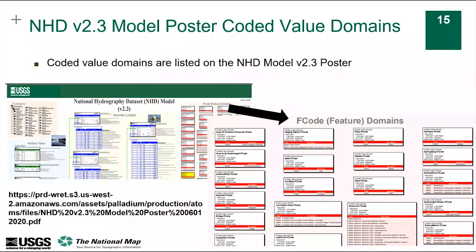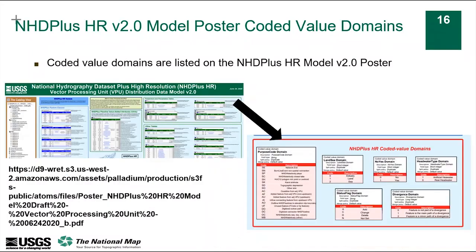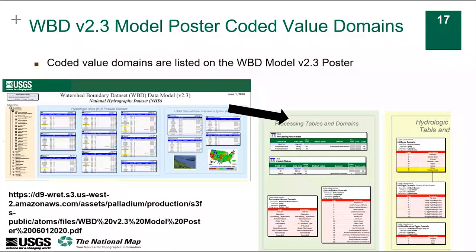Coded value domains are listed on the NHD model version 2.3 poster and are broken into two categories: feature code domains and non-feature code domains. The download link to this poster is found on the slide. Coded value domains listed on the NHDPlus HR model version 2.0 poster include many of the ones listed on the NHD model poster. Additional coded value domains specific to NHDPlus HR are listed here. Coded value domains are listed on the WBD model version 2.3 poster.